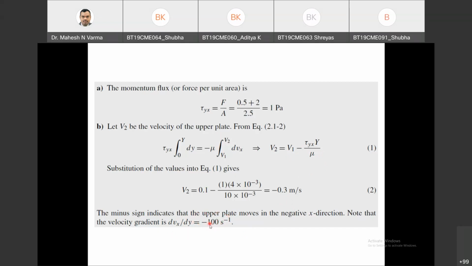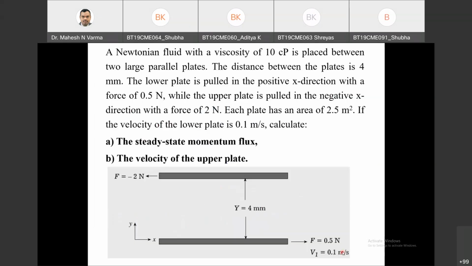Sir, I have one doubt. How did we get 0.1? V2 is equal to 0.1, it is given here. Okay, here also it is given that this v1 is equal to 0.1 meter per second.